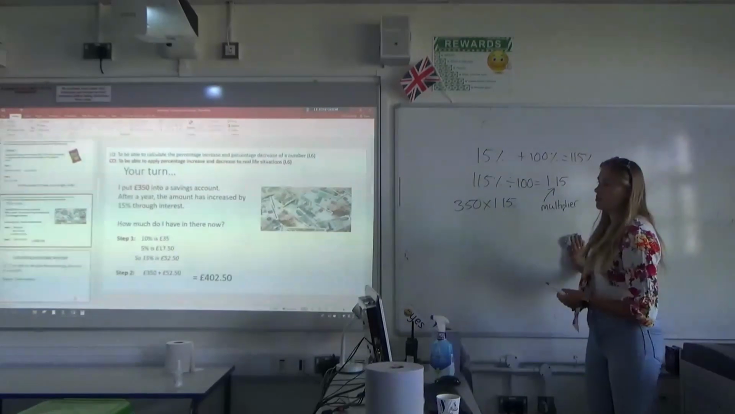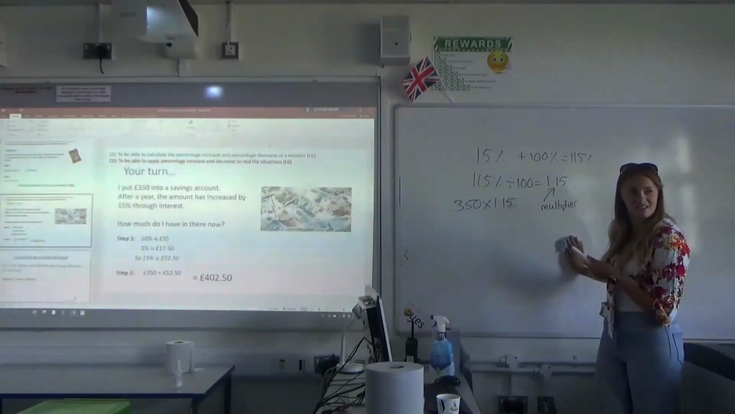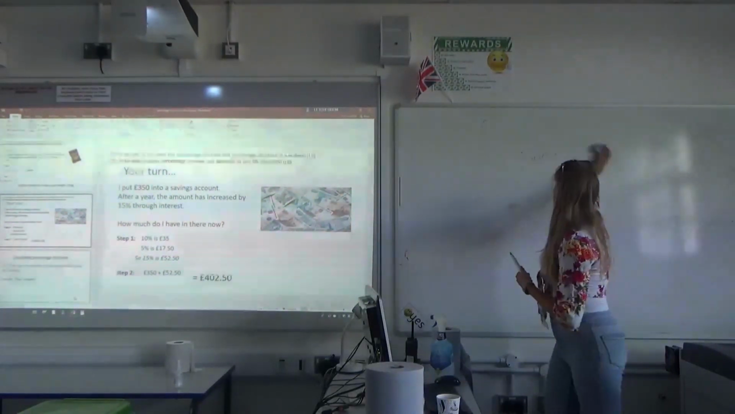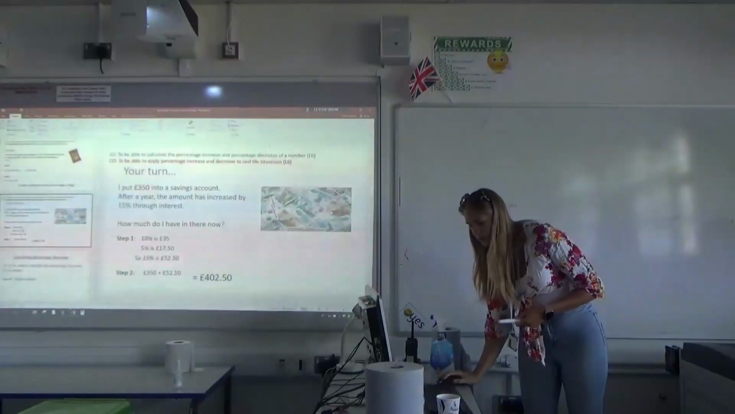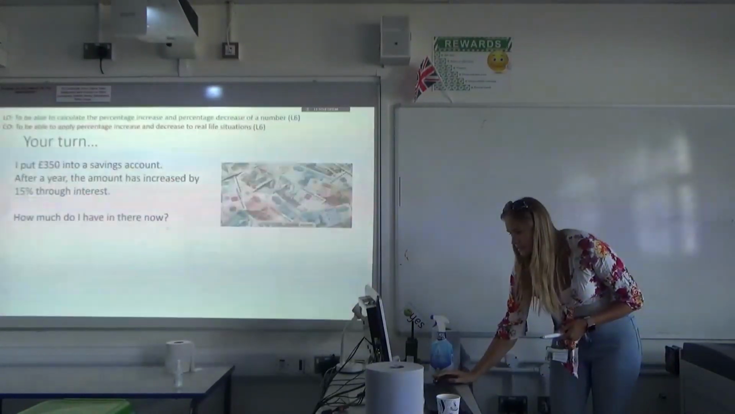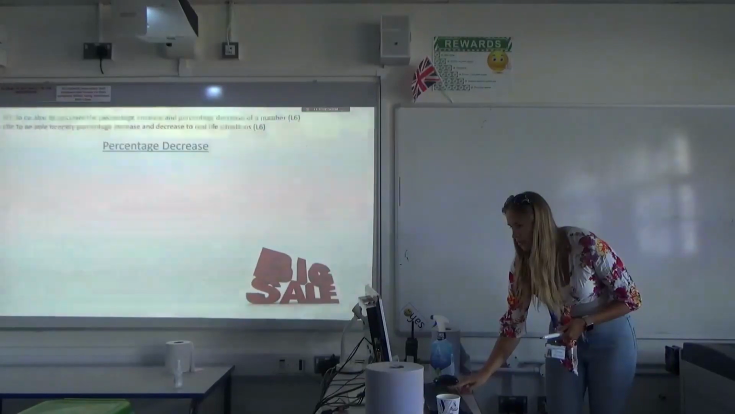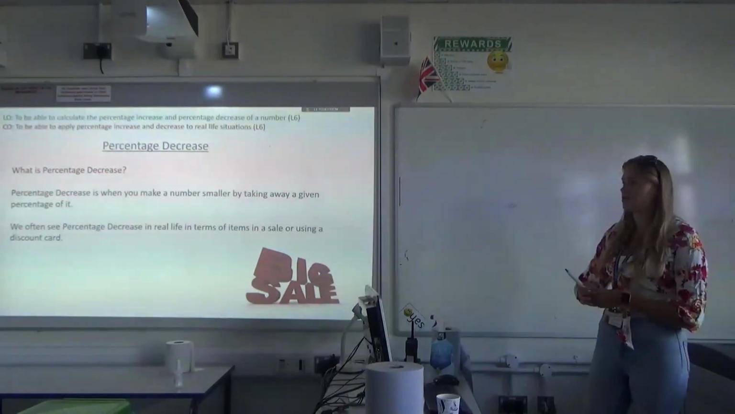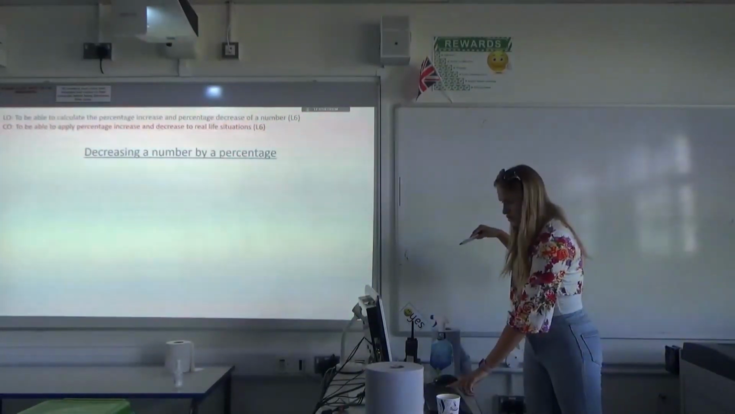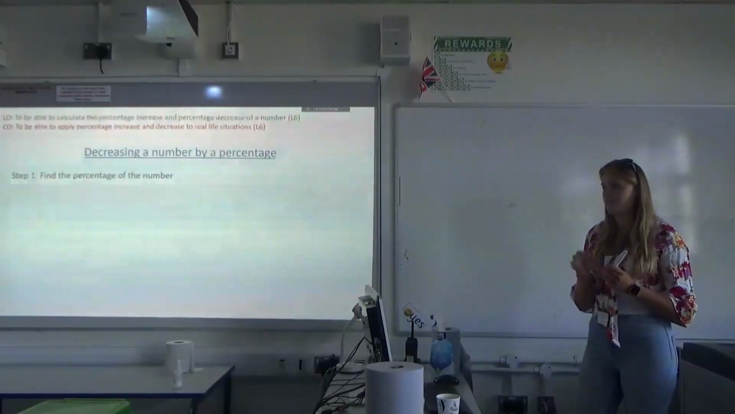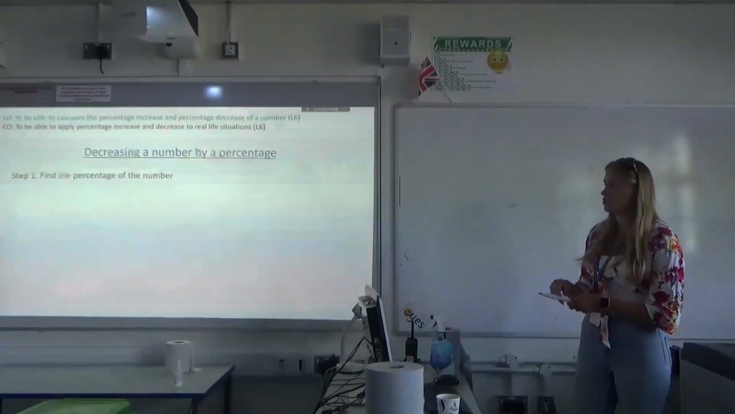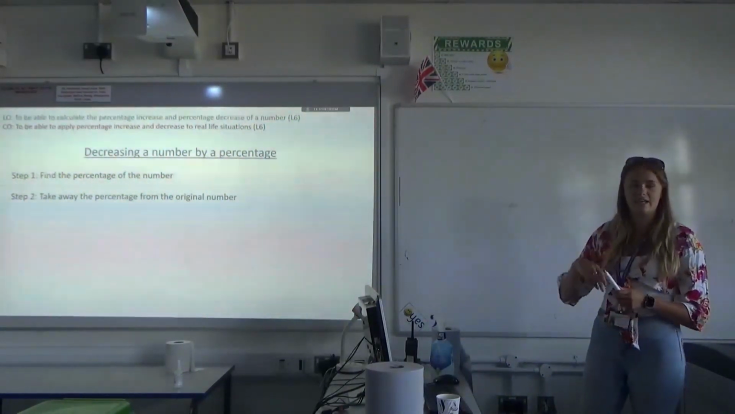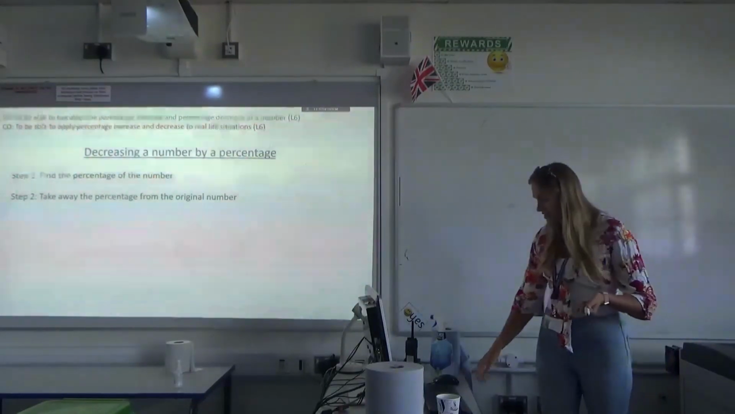Alright. Happy with percentage increase? Okay? So we're going to look at percentage decrease. We follow exactly the same method, but the ending is slightly different. So percentage decrease. What we want to do is make the number smaller. Okay, so instead of increasing the number, we're going to make it smaller. It's the same step at first. The first step is the same for increase and decrease. You want to find the percentage of the number, and then instead of add it, we're going to take it away. Okay, so increase, add, decrease, take away.